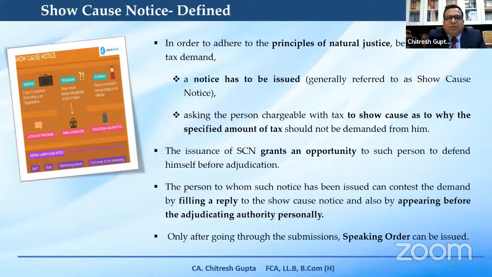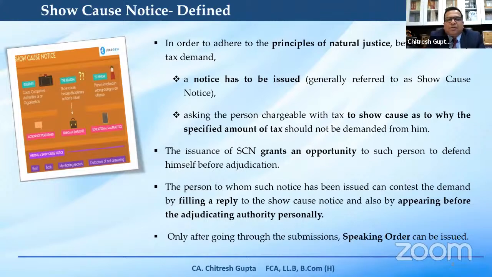So, sir, if we talk about the show cause notice, the term show cause notice has not been defined under the GST law. But as per common parlance and the principle of natural justice, before raising any tax demand, a notice has to be served by the department asking the person chargeable with tax to show cause as to why the amount specified should not be demanded from him.